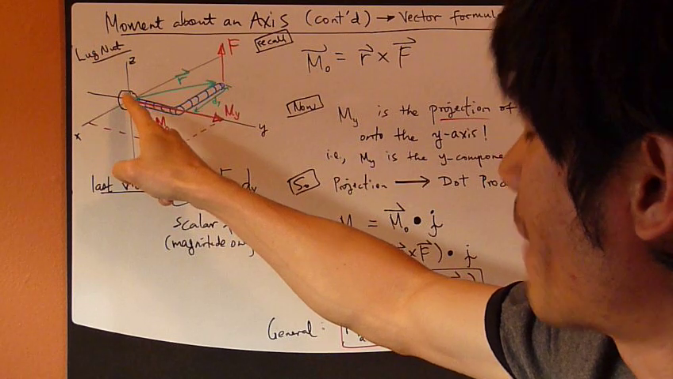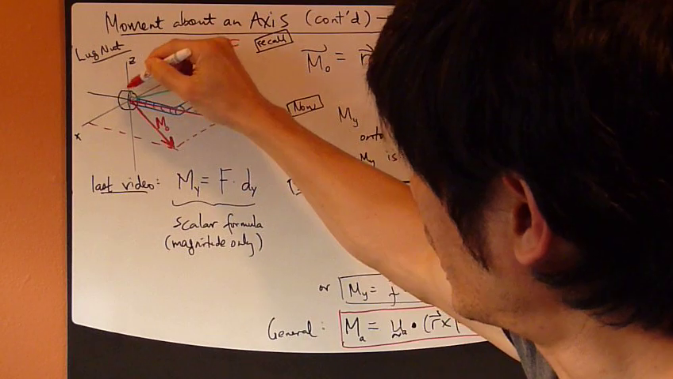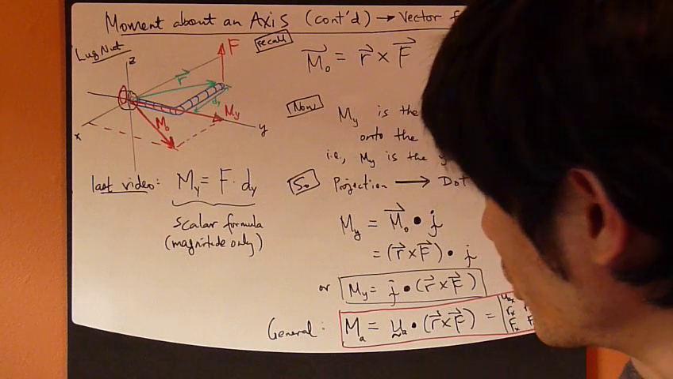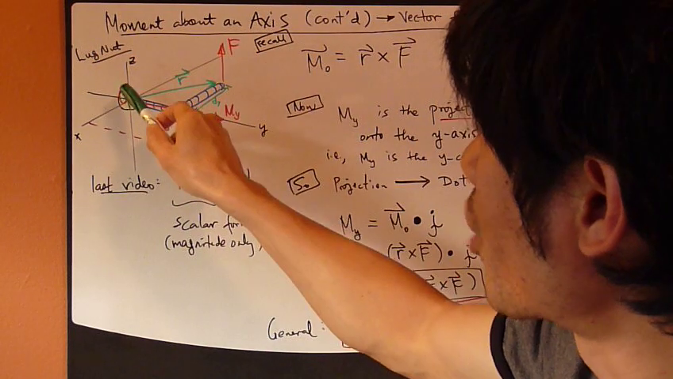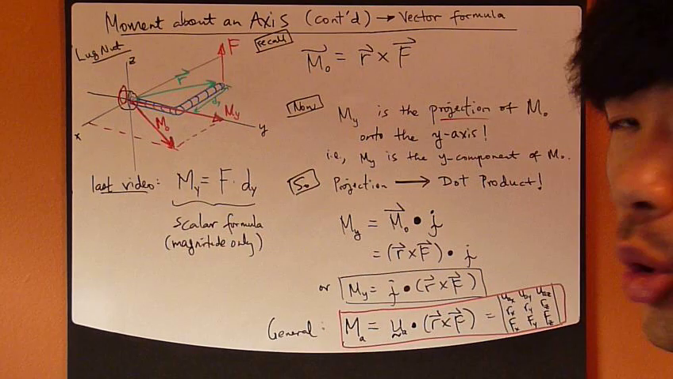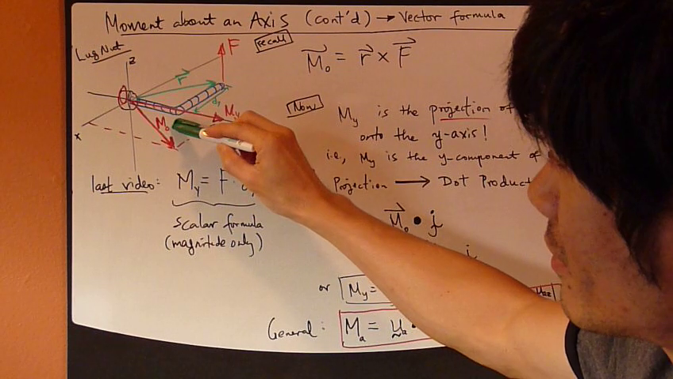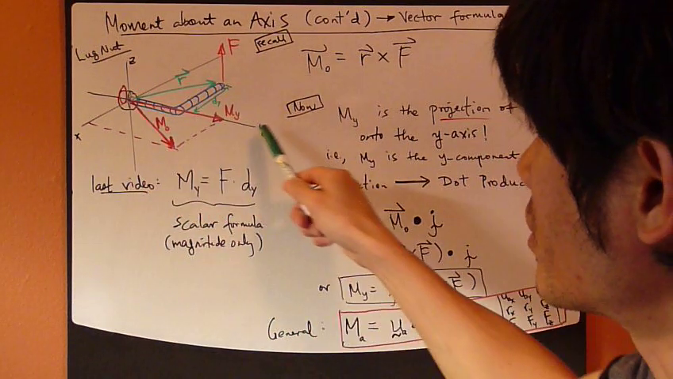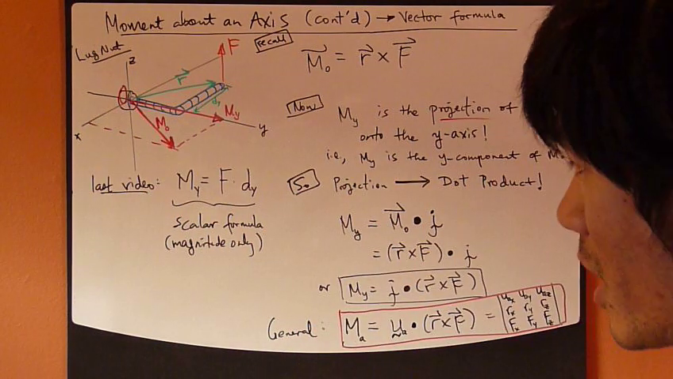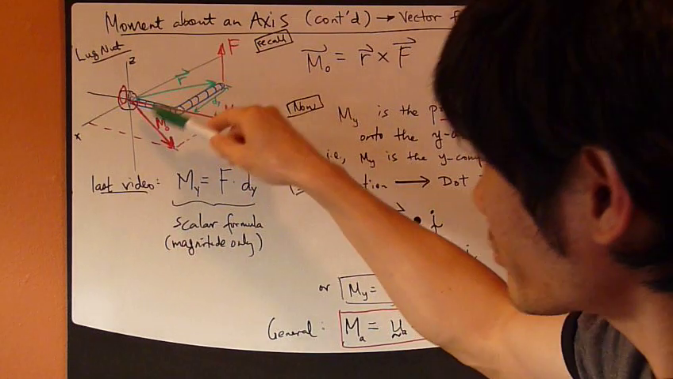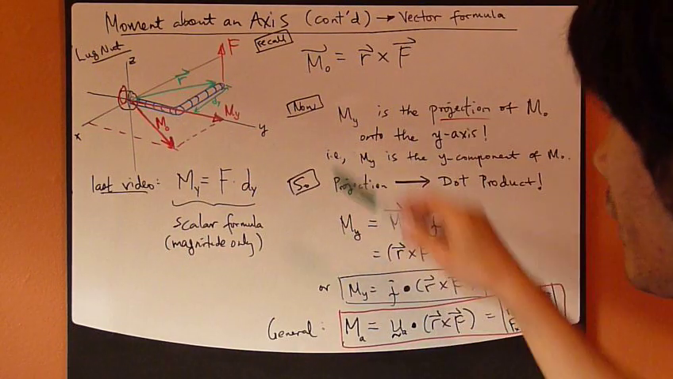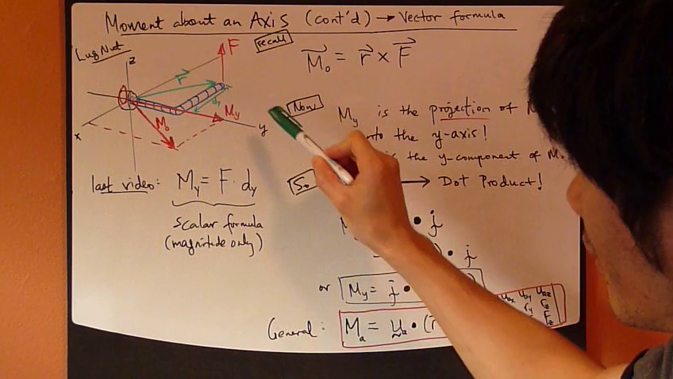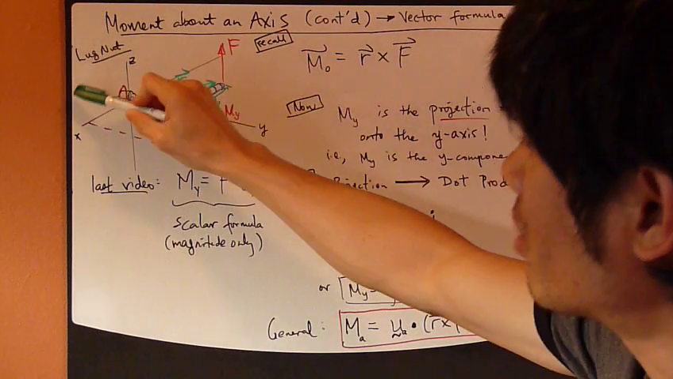Now, in this picture, there are two moments to consider. We can take moment about this point O, where the lug nut is, the origin of the coordinate system. That gives you M naught, but that's not very meaningful, because the lug nut can only travel along the y direction. So to measure the effectiveness of this applied force in loosening the lug nut, My is more meaningful, that is, taking moment about the y-axis.